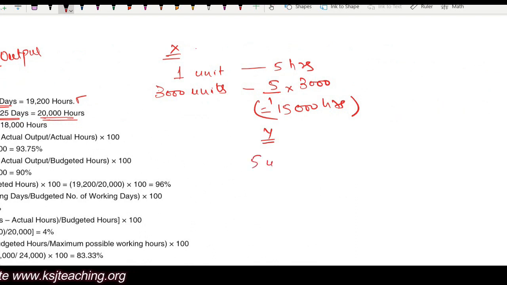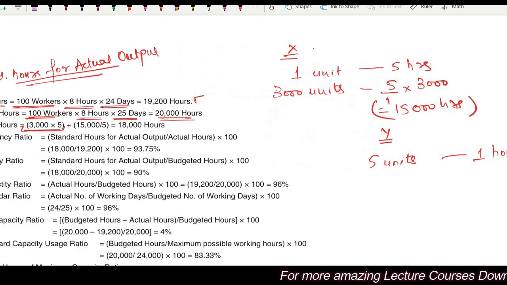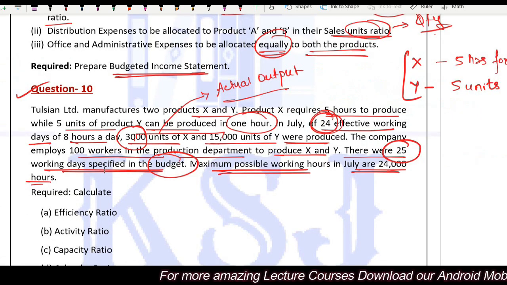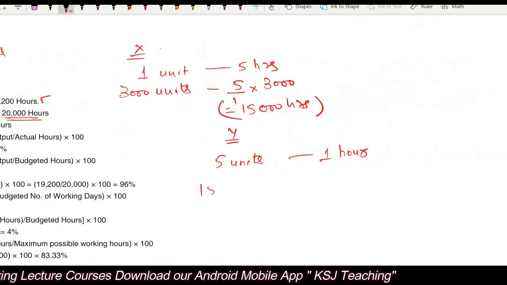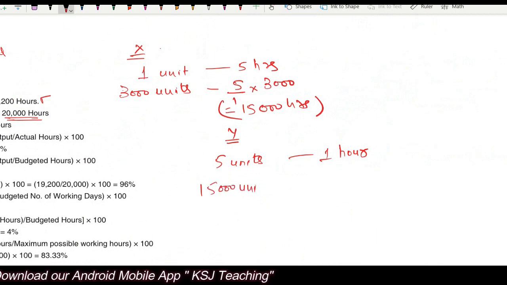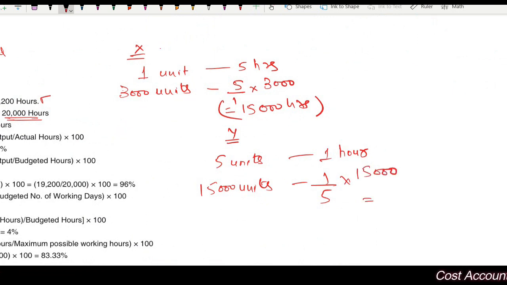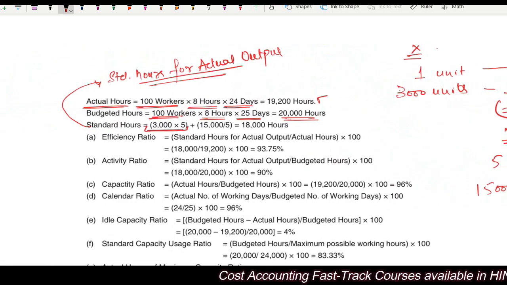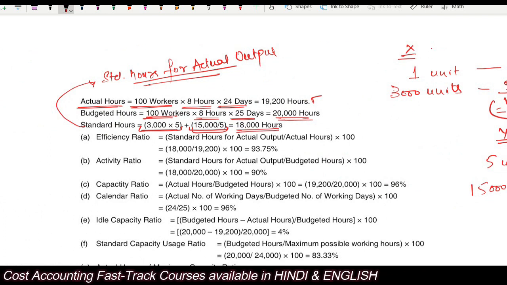He says 5 units in 1 hour. And how many units of Y? 15,000 units of Y. So how many hours for 15,000 units? 1 divided by 5 multiplied by 15,000, right? 3,000 hours. See, 15,000 divided by 5. So total is 18,000 hours.